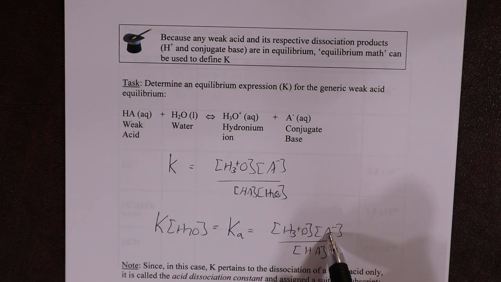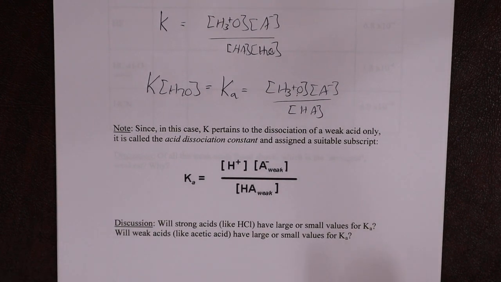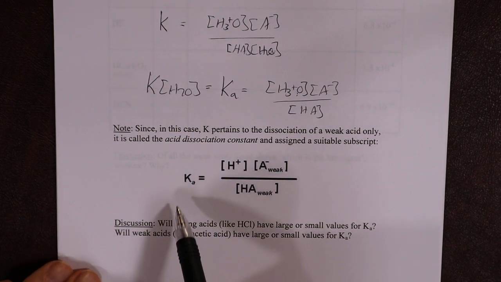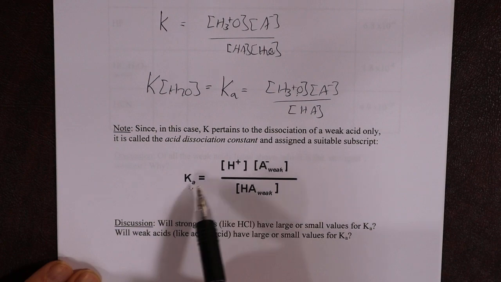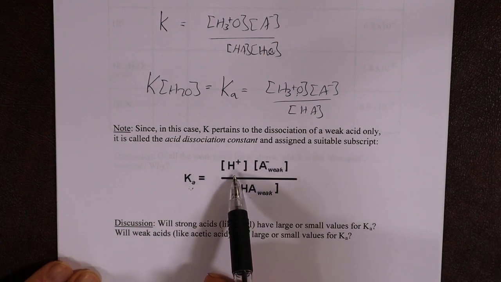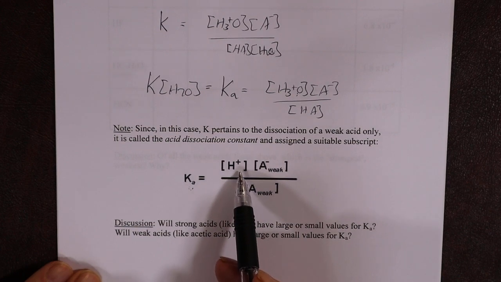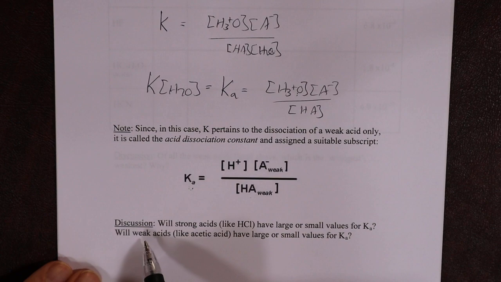So products over reactants. Now remember, H plus and H3O plus are synonymous, and what you'll see in the book is that version right there. Every weak acid has a Ka, an acid dissociation constant, which is an equilibrium constant, products over reactants. Interestingly, one of the products, of course, is H plus, and we can get into the concentration of that through pH, which we'll show you in a little bit.